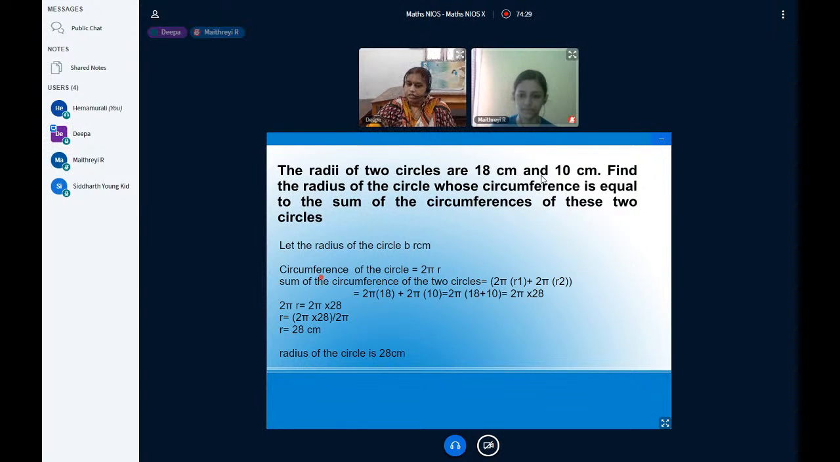Yes, ma'am. We are finding the radius of the circle whose circumference is equal to the sum of the circumferences of these two circles. We add the two circumferences and equate with the circumference of the circle, and then we find the radius. Clear? Any doubt? Okay.